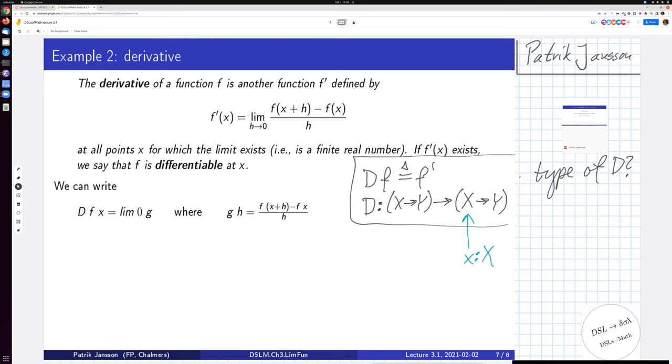So notice here, it says that the derivative of f at x is the limit at zero of g. And here I'm trying to be a little more clear on what this limit is about. So remember, the limit is really taking a point, zero, and a function. But the function is not f. The function is g. So I'm trying to make that clear here by saying, okay, g as a function of h is this expression.